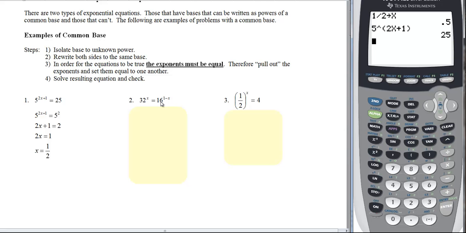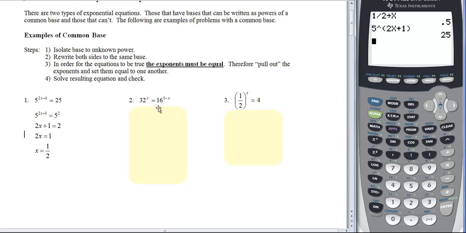Now this one, 16 is my smaller base. I cannot rewrite 32 as base 16. What about 4? 16 is the same thing as 4 squared, but I can't rewrite 32 as 4 raised to a power. So what about 2? 2 to the 4th gives me 16, and 2 to the 5th gives me 32. Now check out how I rewrote this.